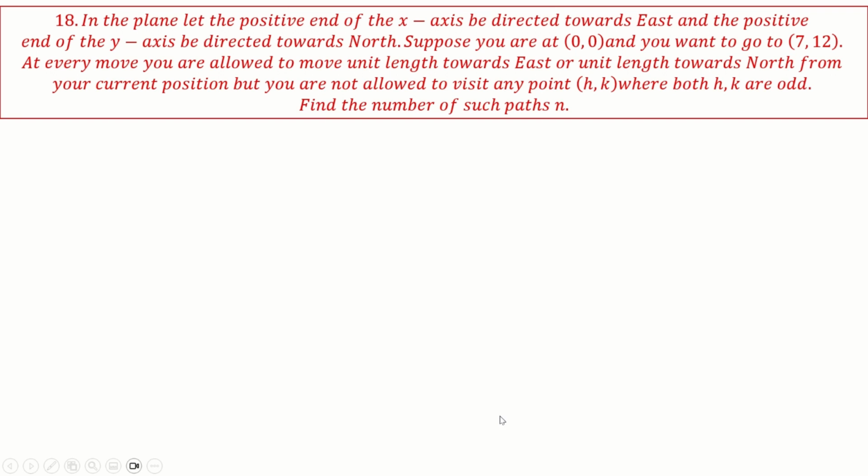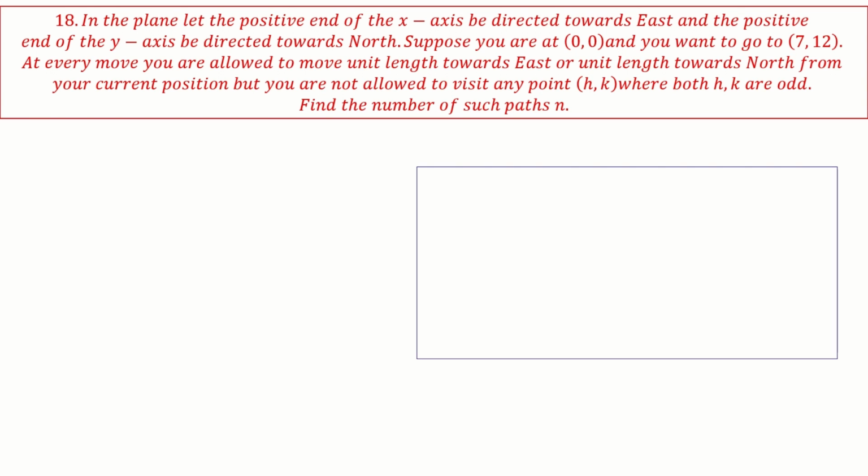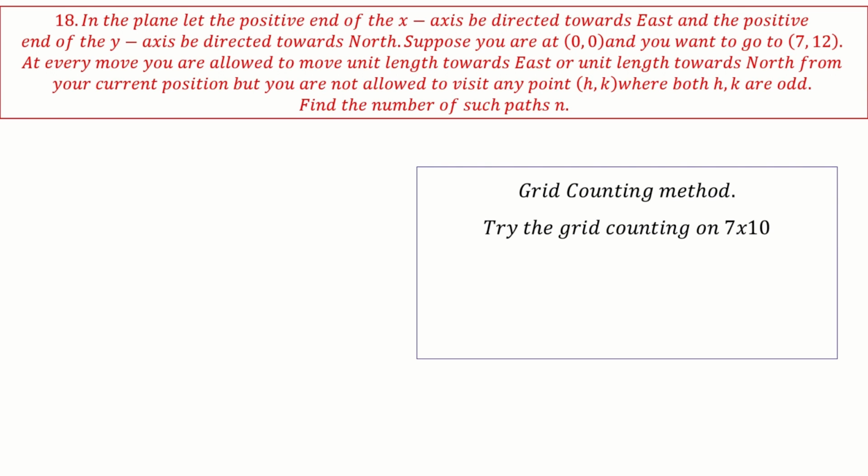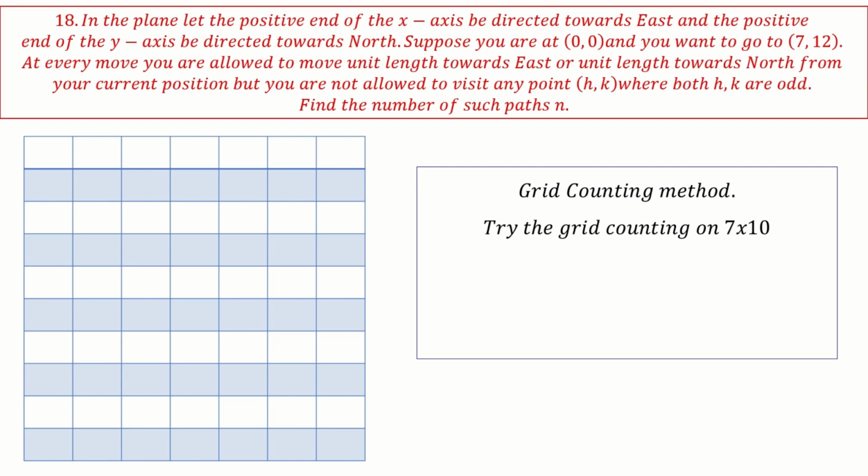So this is a very simple grid counting problem. The only thing is he added one extra condition where some of the nodes you cannot go to. So if you mark them red and just do a grid counting, you will get the answer. Let's try it on 7 by 10, a simple one. This is my 7 by 10 grid, and where I cannot go are the odd points. If h comma k both are odd, I cannot go. These red points I cannot go to.